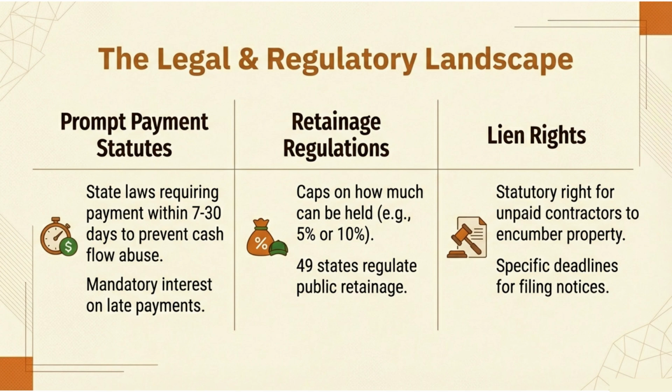Lien rights, right column. Statutory right for unpaid contractors to encumber property. This is serious business. There are specific deadlines for filing notices. Miss the deadline? You lose your lien rights, so don't miss the deadline. These regulations exist to balance power. Without them, contractors would be at the mercy of owners who could just not pay. And that's not a functional business model. Know your state laws. Seriously. They vary widely, and ignorance is not a defense.